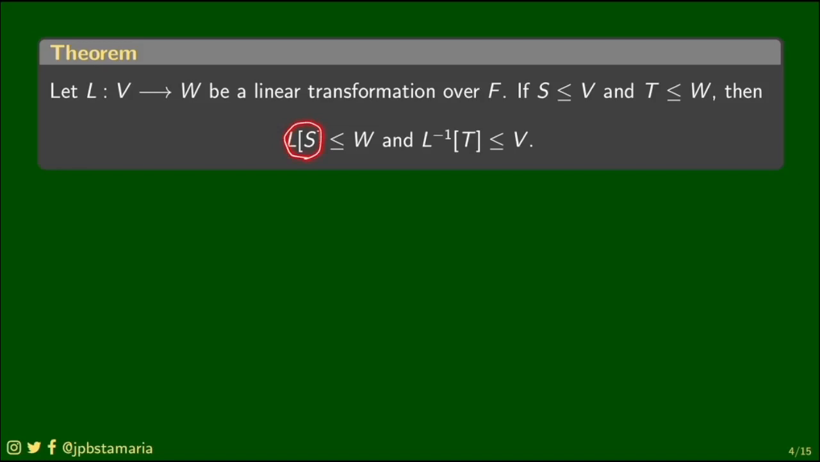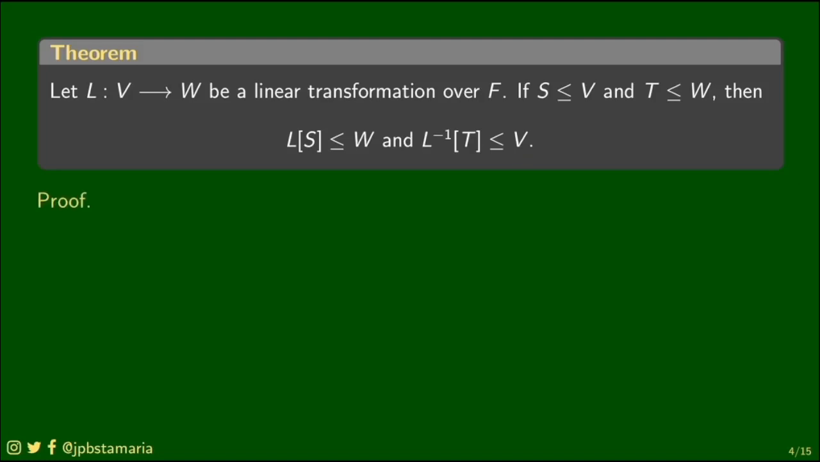The direct image under L will now be a subset of W. In fact, it's not just a subset, it is also a subspace of W. On the other hand, this subspace T of the arrival space W will have an inverse image which is a subspace of the domain V, or the departure space V. Simply saying, the direct image of a subspace is also a subspace of the arrival space. And also, the inverse image of a subspace of the arrival space is a subspace of the departure space.